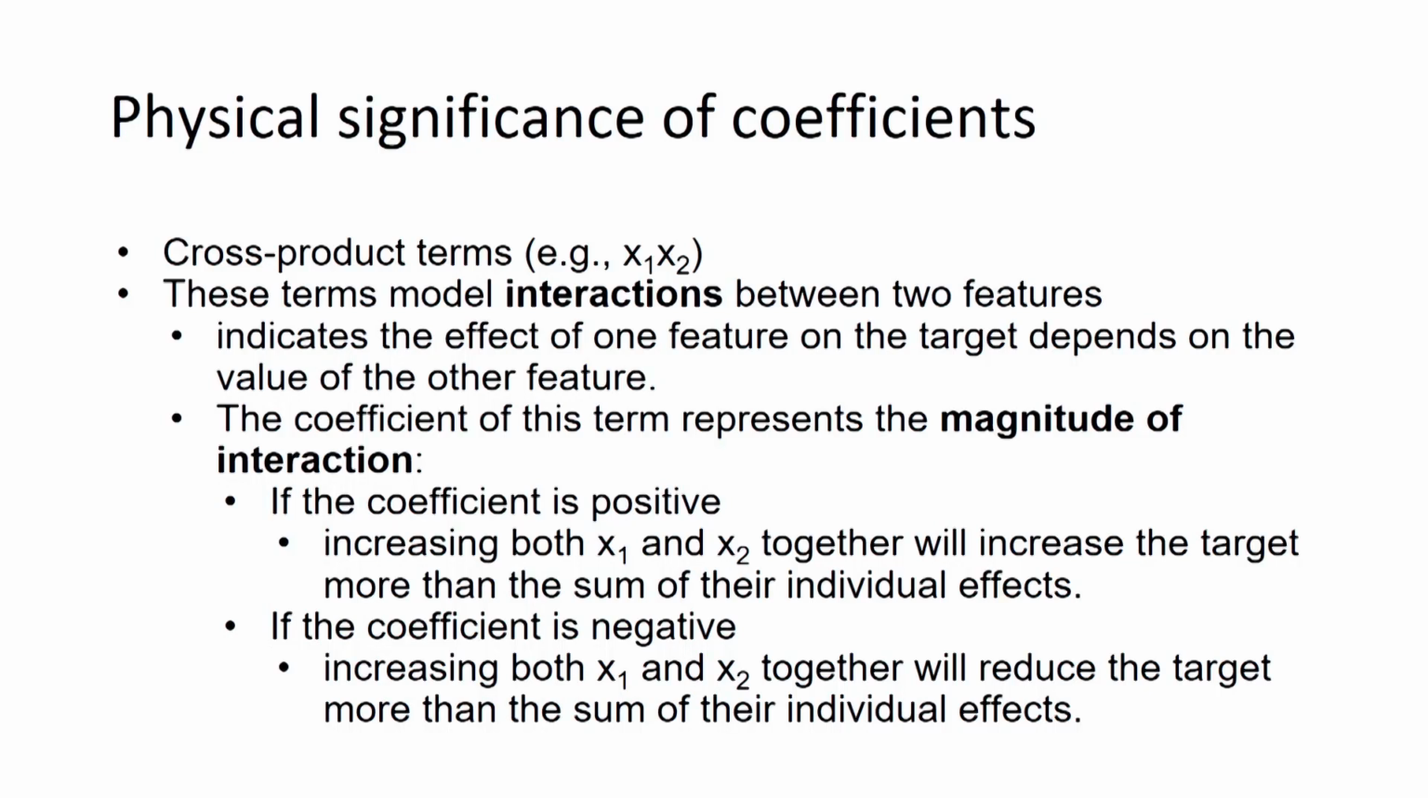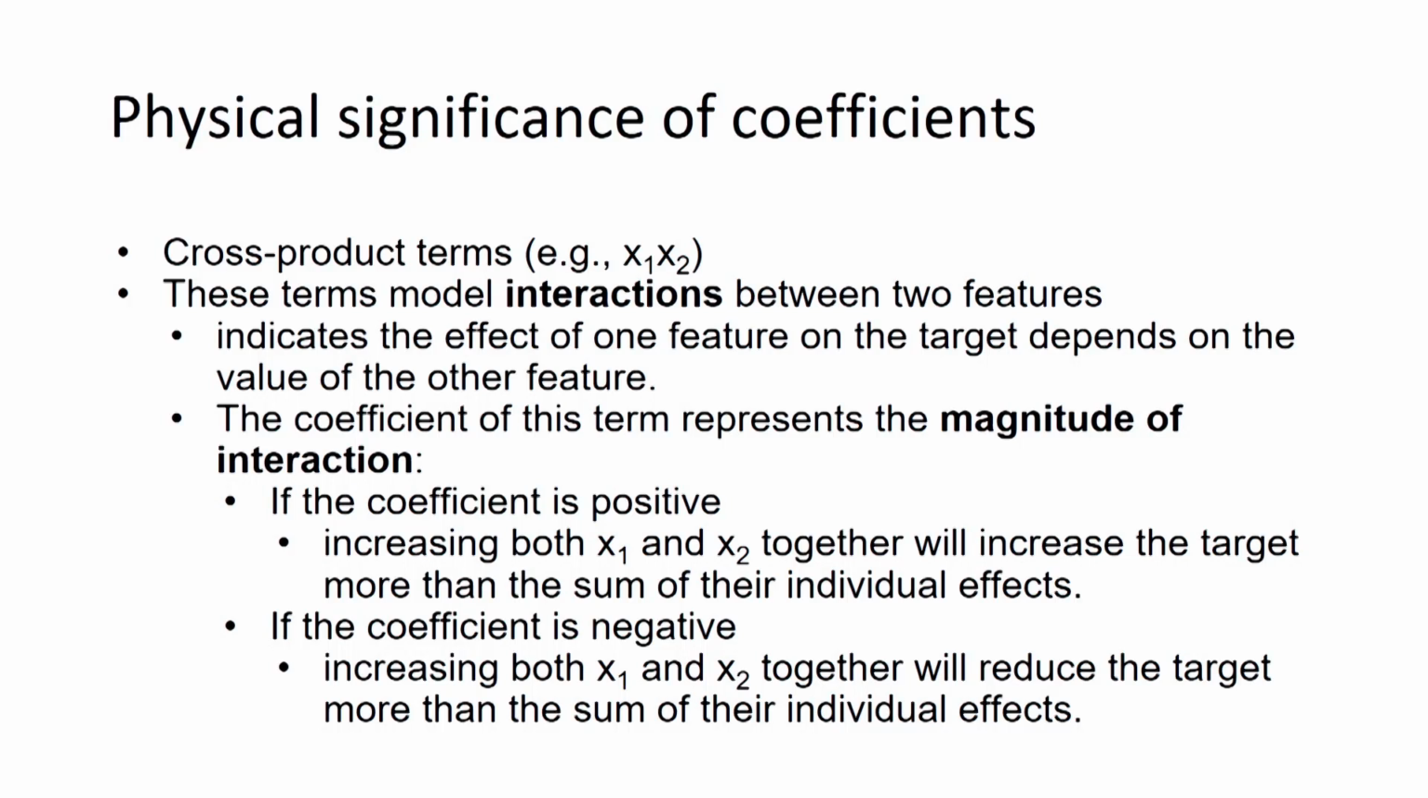In the same way, if the coefficient is negative, then increasing both x1 and x2 together will reduce the target more than the sum of their individual effects. So this is the physical significance of the coefficients of the cross product terms.